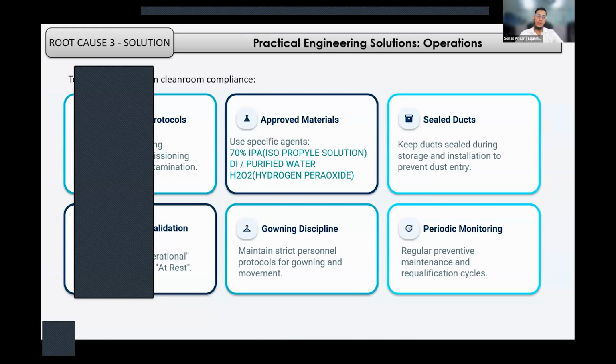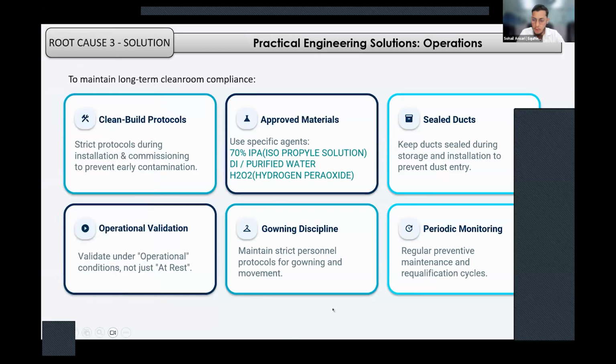And to solve this all, the practical engineering solution is to follow strict protocols with these points. Clean build protocols, strict protocols during installation and commissioning to prevent early contamination. And second point is to use verified, approved cleaning materials and solutions to clean the areas, like 70% isopropyl solutions, DI water, purified water, and hydrogen peroxide solutions. And point number three is to seal against dust during storage and installation to prevent dust entry.